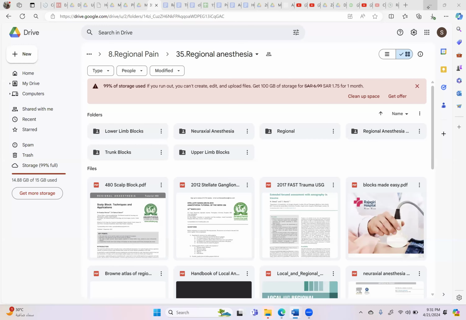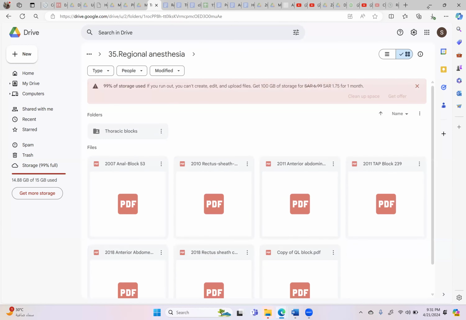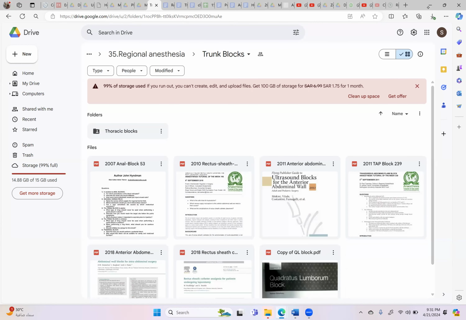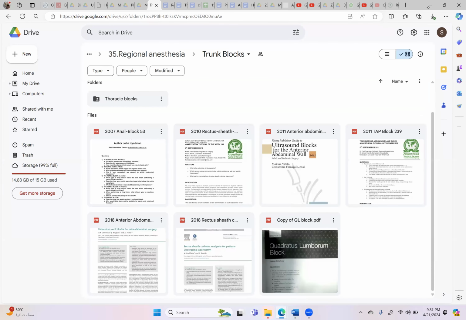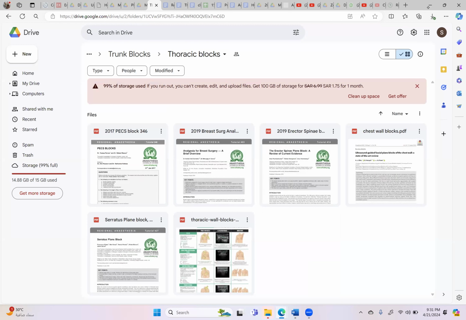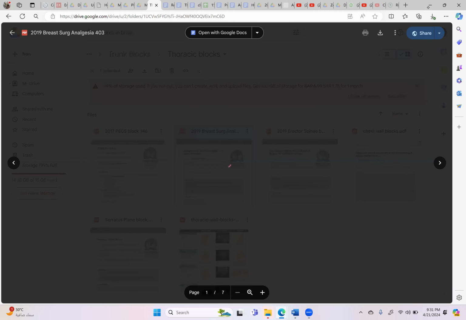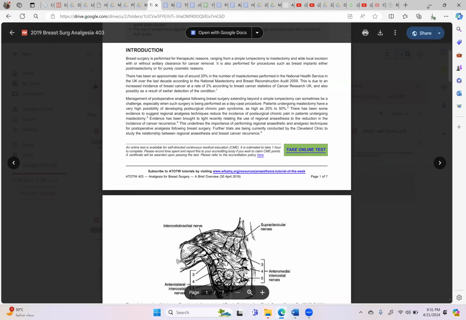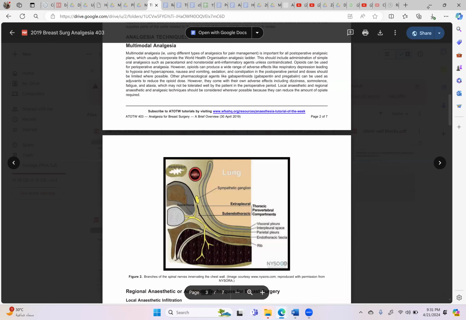Okay, so similarly, you can have a look at various trunk blocks. You should be knowing the rectus sheath block. There is TAB block. Okay, so you can find a lot of information here in the Google Drive link which I have made. Okay, so erector spinae block, breast surface analgesia. This is also something you should be knowing. Okay, and here you will get a very good concept about it.